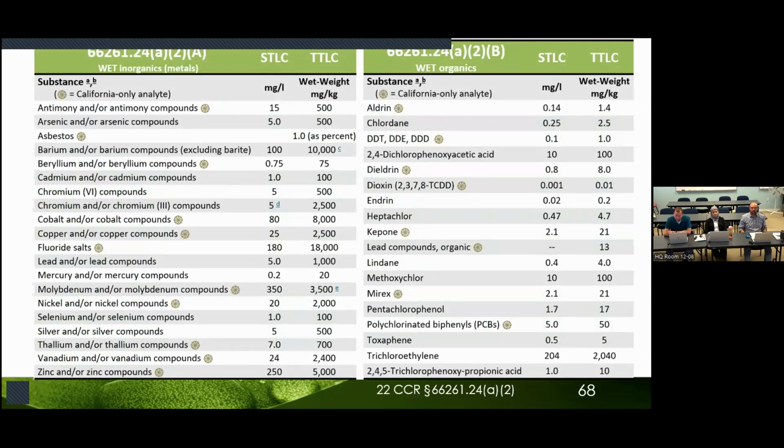Ones that are not on the T-clip table, and so they are regulated by the characteristic of toxicity only in California, are indicated in this table that I put together with pinwheels out to the right side of each chemical's name. The thresholds for about half the chemicals were based on US EPA drinking water standards that were in effect at the time the STLCs were adopted.